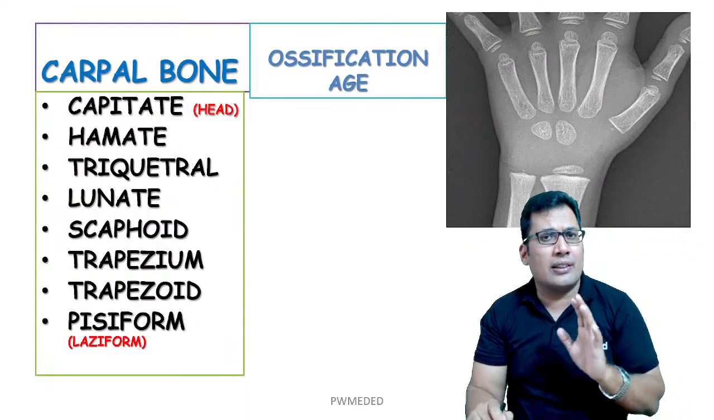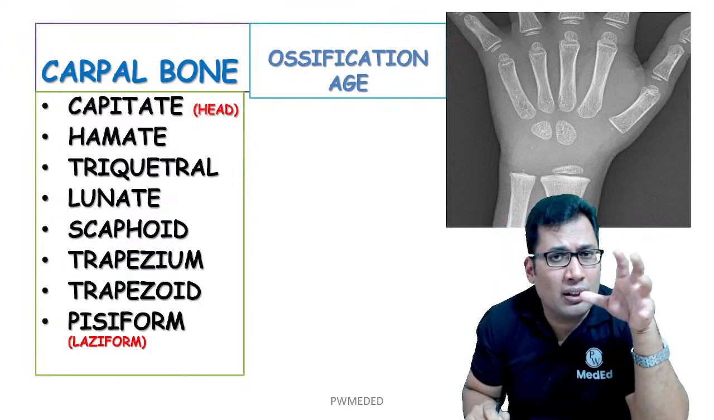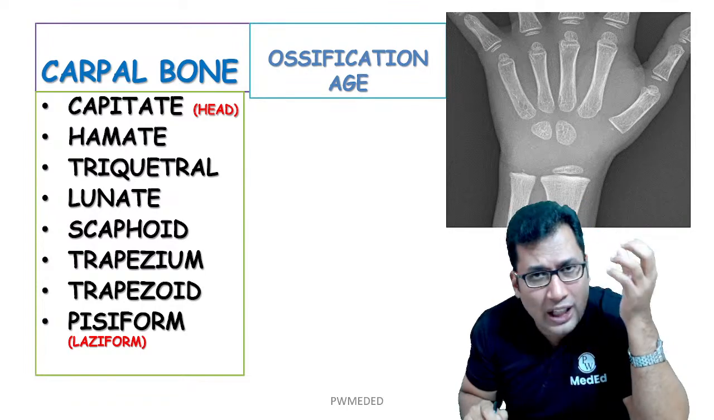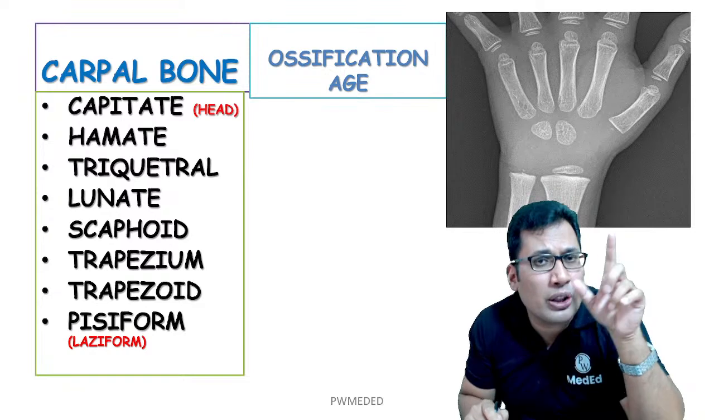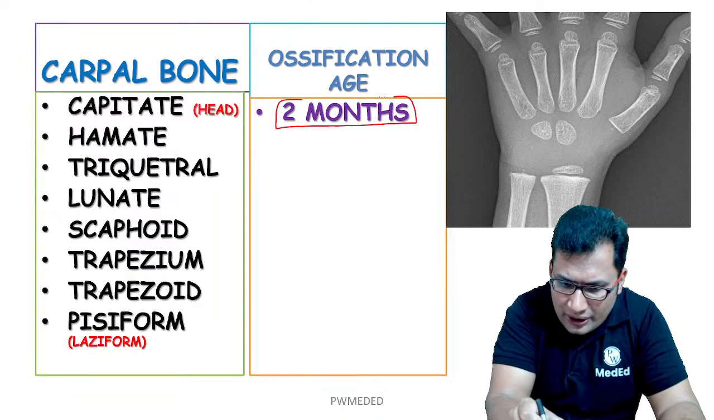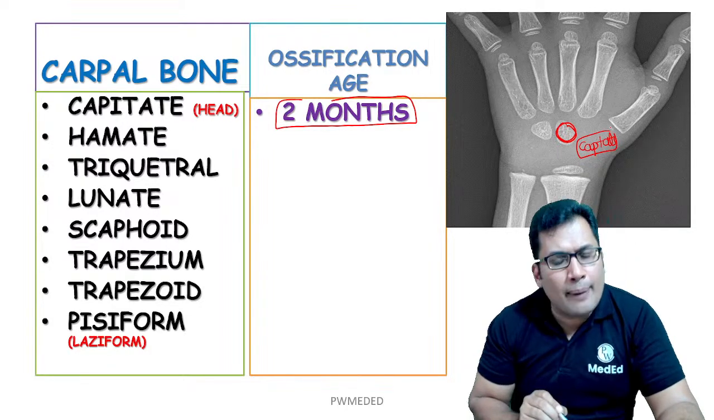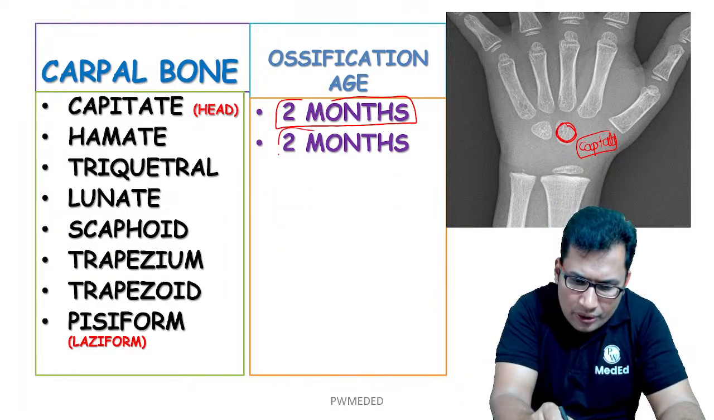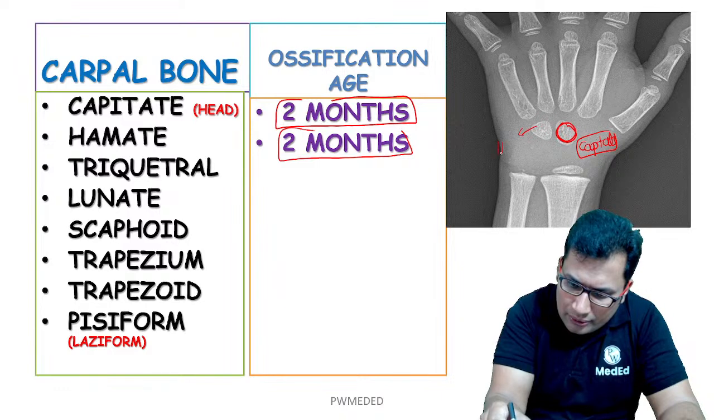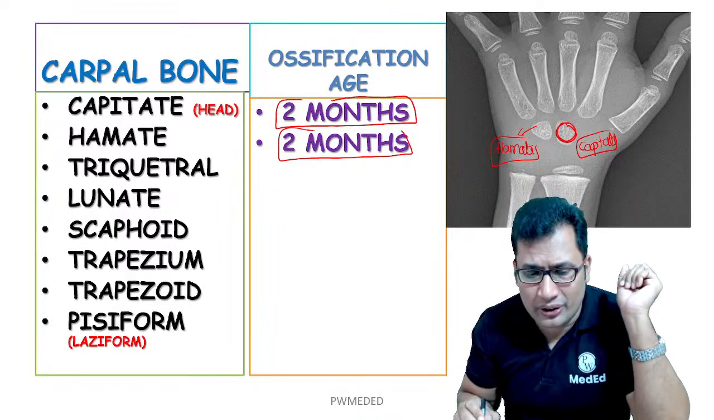What you must all know in this: there are 8 carpal bones. You must know the mnemonic, she looks too pretty, try to catch her. Capitate is first to ossify, around 2 months of age. So this is the capitate. Hamate also appears at 2 months. So this is the hamate. Capitate and hamate are almost the same age group, around 2 months.